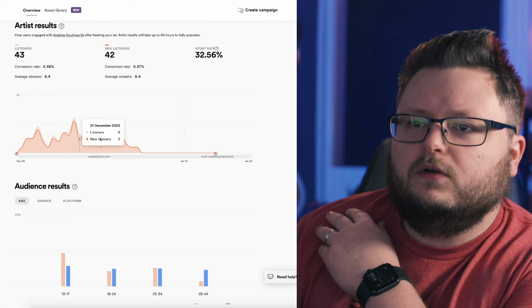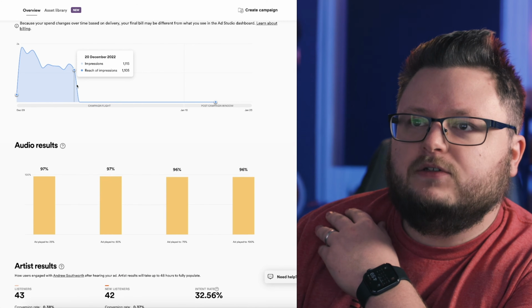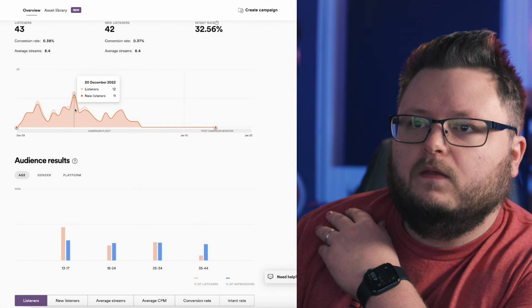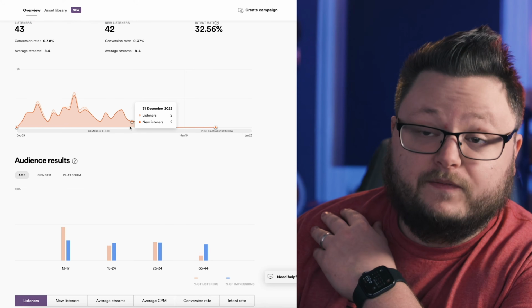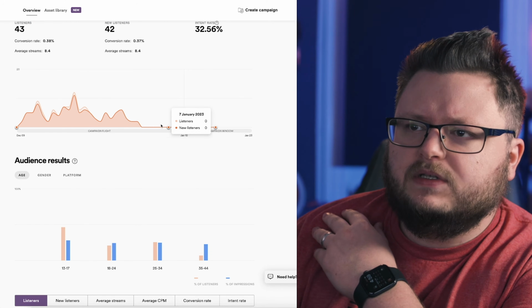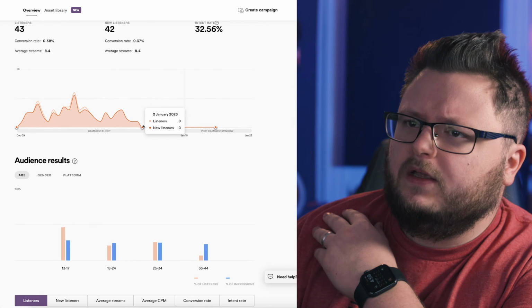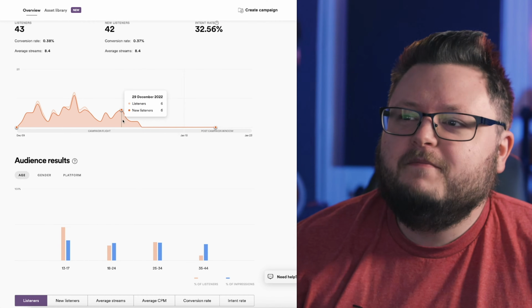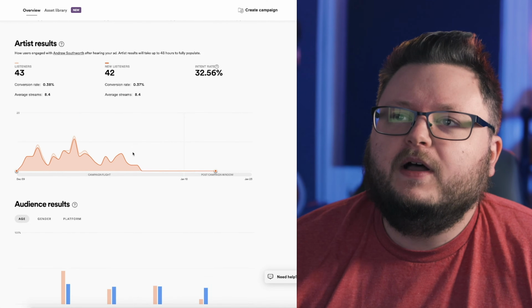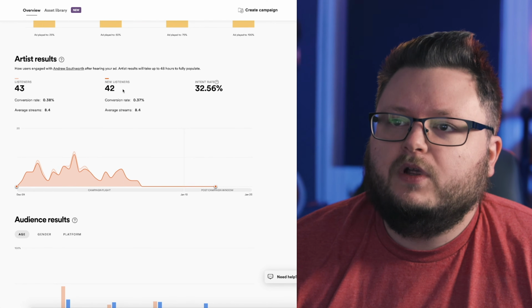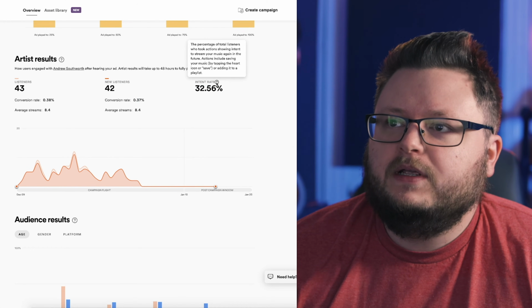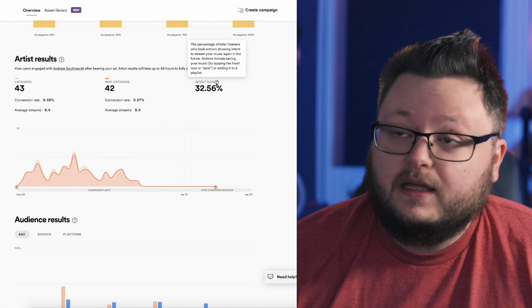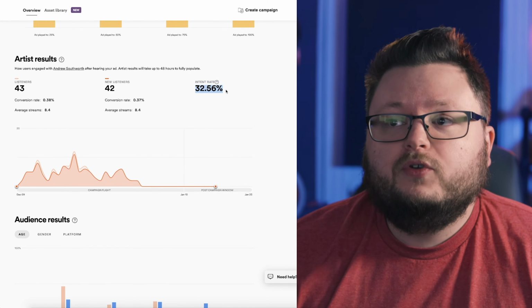But if we go down here, you can see how the ad stopped on the 20th. And then there's still all this stuff that happens afterwards for another week and a half or so. That's typical of any ad campaign. What's kind of weird to me is that it dramatically stops one day completely. I don't know exactly why. Maybe it just stops tracking. But we do see our listeners, conversion rate, new listeners, conversion rate, average streams, and an intent rate. This is like a combination of saves and playlist adds. So this is actually a pretty good intent rate.